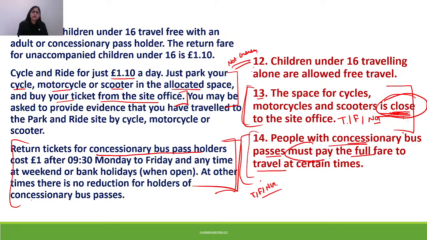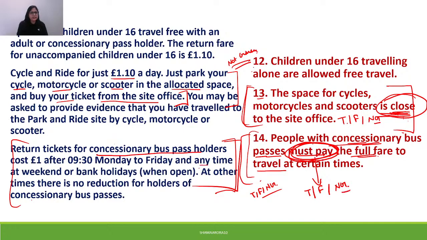These are the main keywords which will help us reach the exact answer. They are saying people with concessionary bus passes, those who get a concession, a reduction in some charges, they must pay, must means compulsion. Sometimes they have to pay the full fare. At certain times they have to pay the full fare. There is no reduction in that. So if they say in the text yes they have to pay the full fare sometimes, the answer would be true. And if they say all the time they have concessionary bus passes and there is no need to pay extra any time of the day, the answer would be false. And if there is no information available related to this, the answer would be not given.